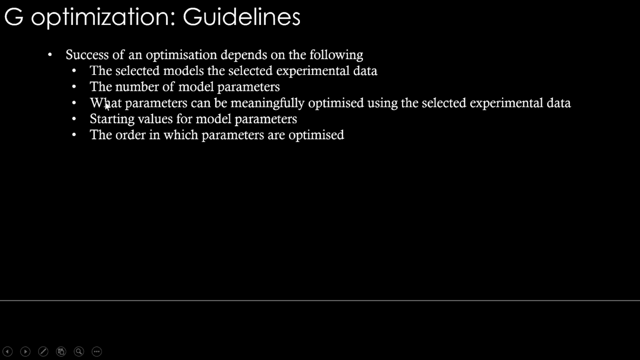Okay. These are some general guidelines. Success of an optimization depends on the following: the selected models and the selected experimental data, the number of model parameters, what parameters can be meaningfully optimized using the selected experimental data, and what are the starting values for model parameters, the order in which parameters are optimized. All these things are important. We'll see them.